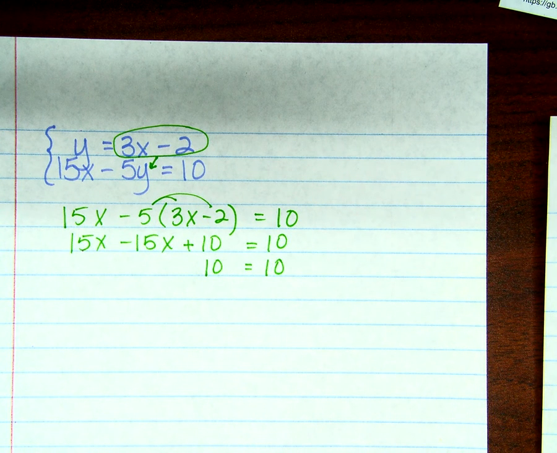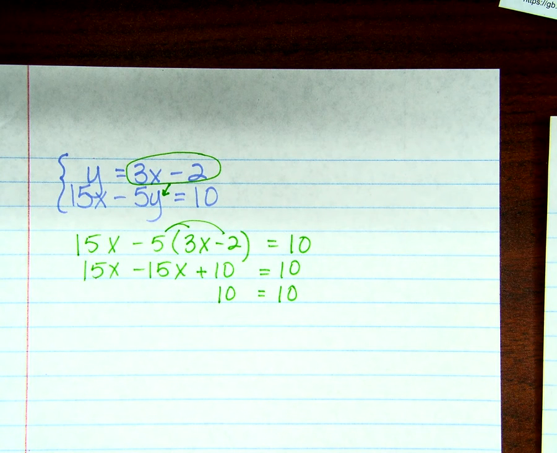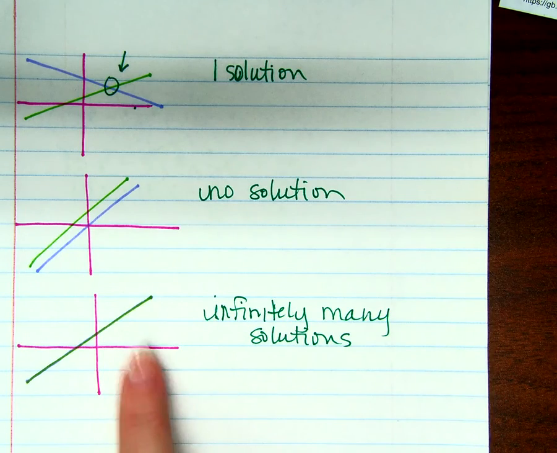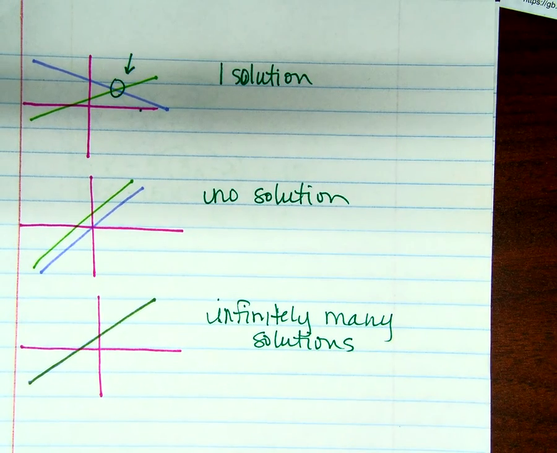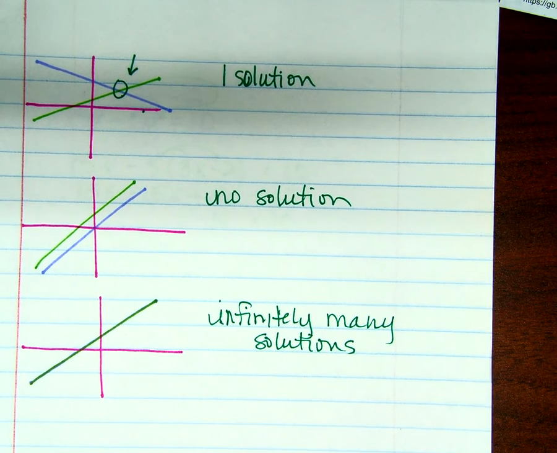Guys, that means any values I put in for x and y, it's still going to simplify down to 10 equals 10. 10 does equal 10, so infinitely many. All of the solutions work. Okay? Any questions about that?